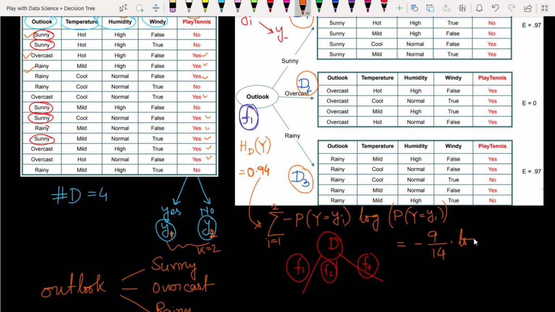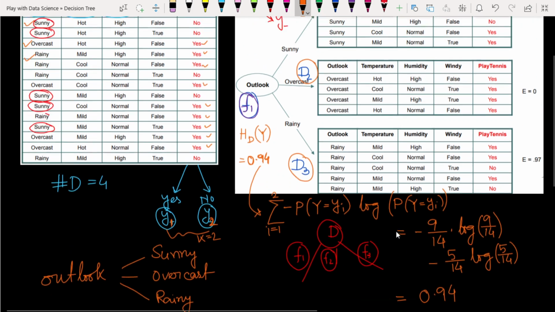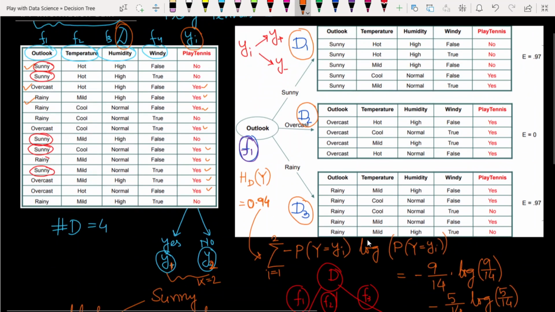log of 9 by 14, minus, we have how many no? 5 by 14, log of 5 by 14. So if you calculate it, what value do we get? This value is 0.94. We saw this in the previous lecture.